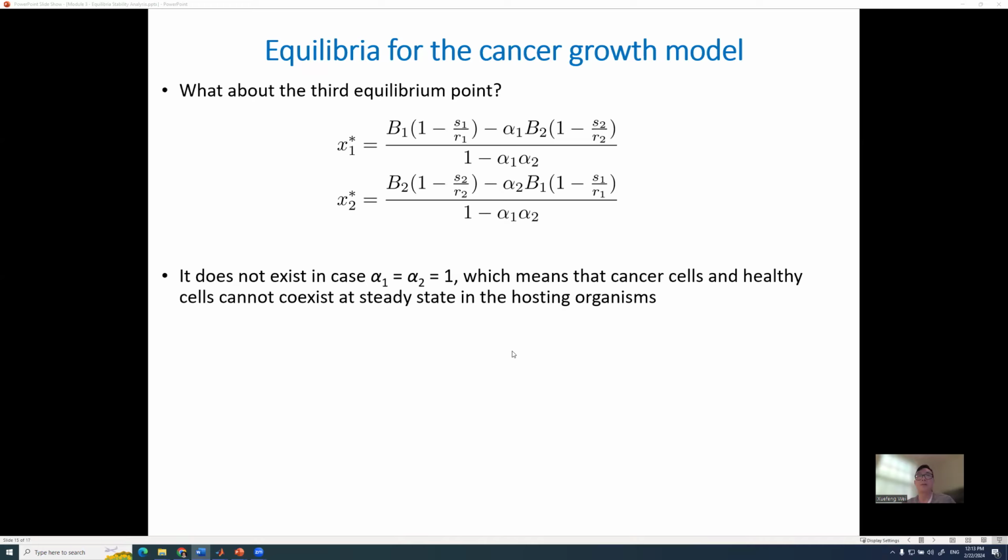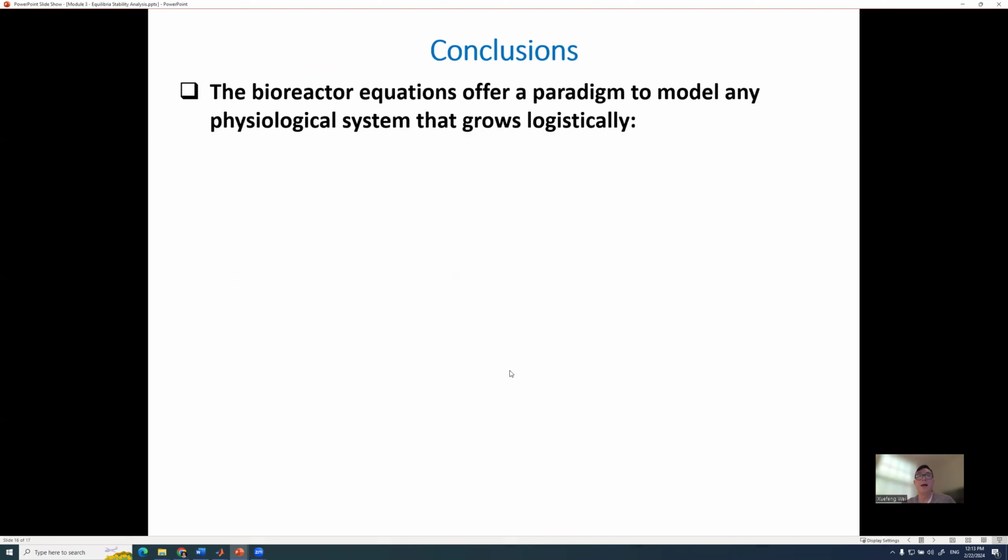So what is our conclusion? We used the bioreactor equations that we developed from module 1, modified them, and modeled another process with some other physiological process, such as the competition between two bacteria or competition between cancer cells and healthy cells. They can compete for nutrients, or for space, or both.